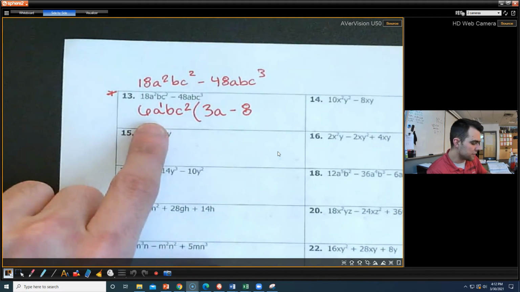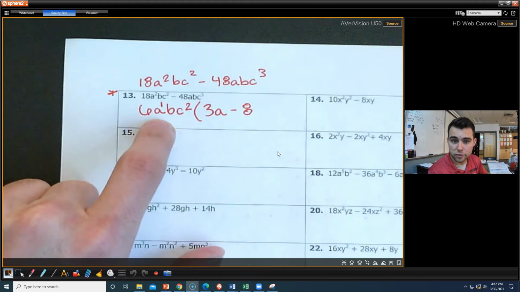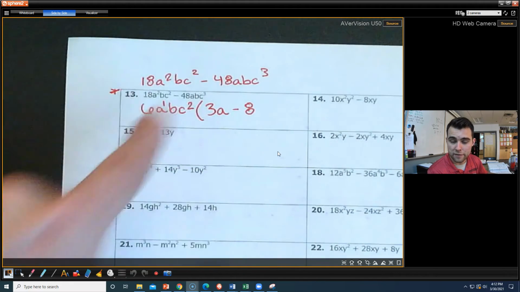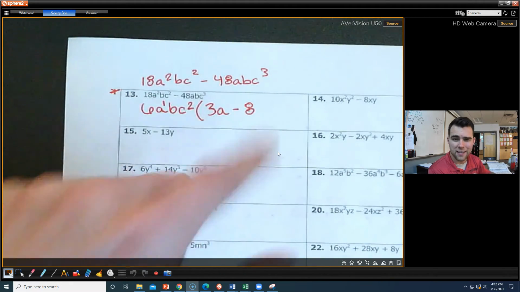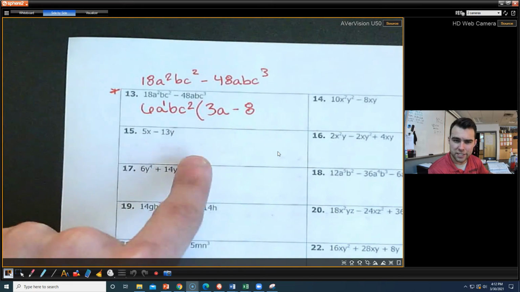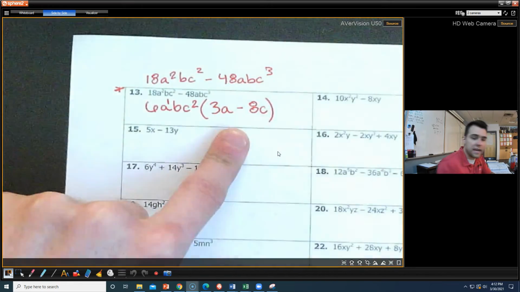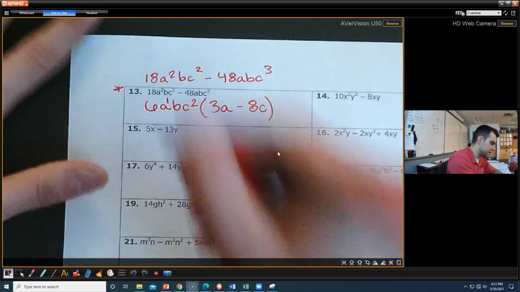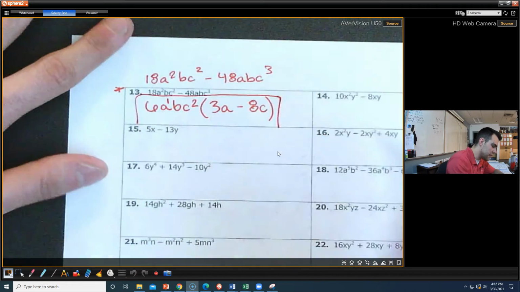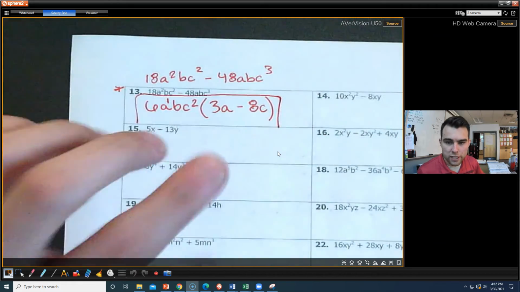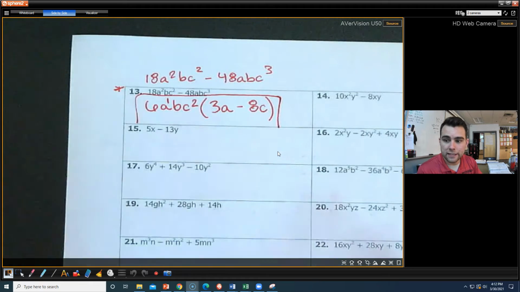And then I have a to the first divided by a to the first, so the a's cancel. B divided by b, b's cancel. And then I have c to the third divided by c to the second, so I get left with c to the first, and that is my factored form using the GCF again. Okay, just pulling out what they have in common and then leaving what the remainder is inside.